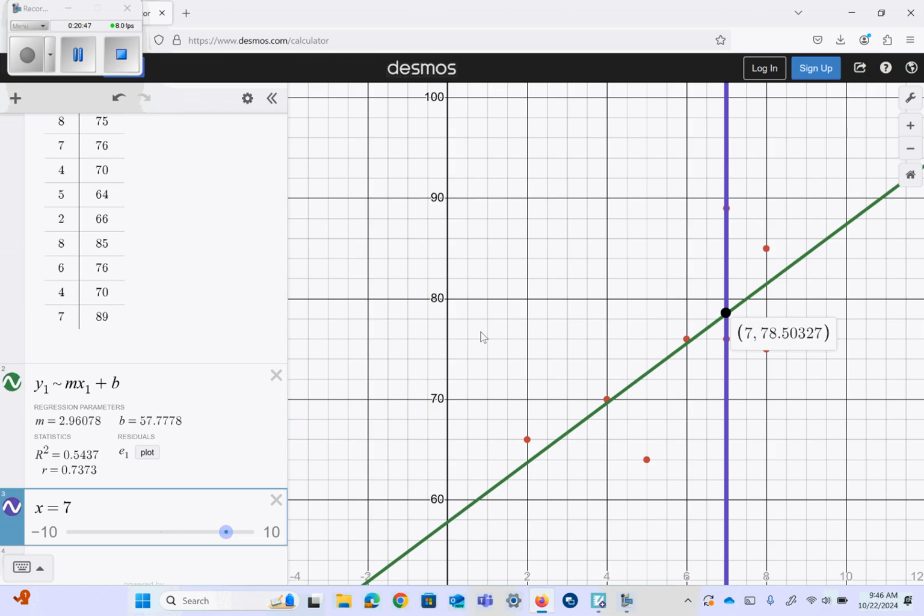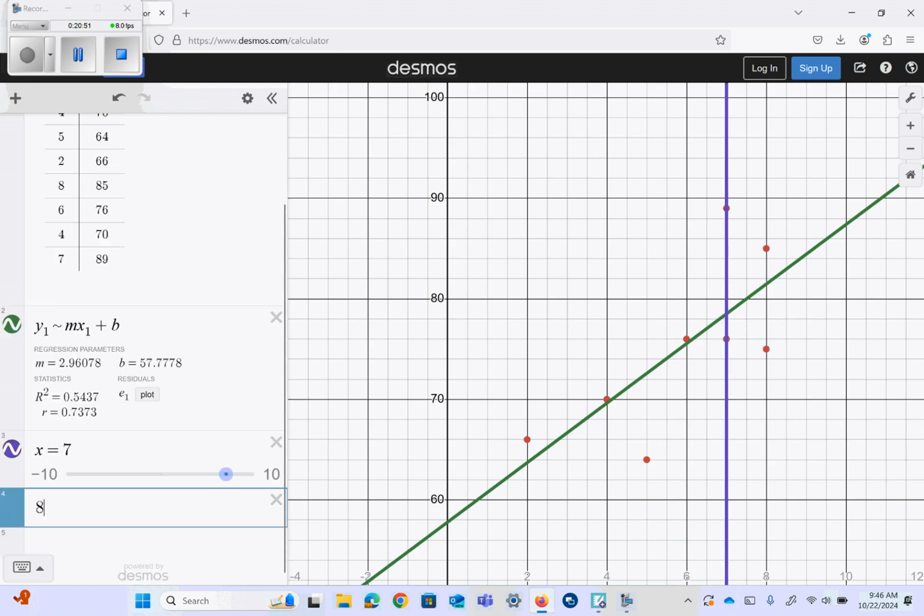Okay, so observed is from our data. That's 89. Expected, where do these guys intersect? 78.5. So 78.5.